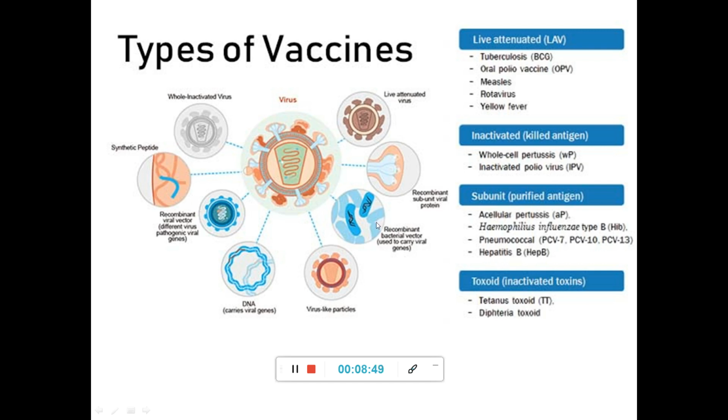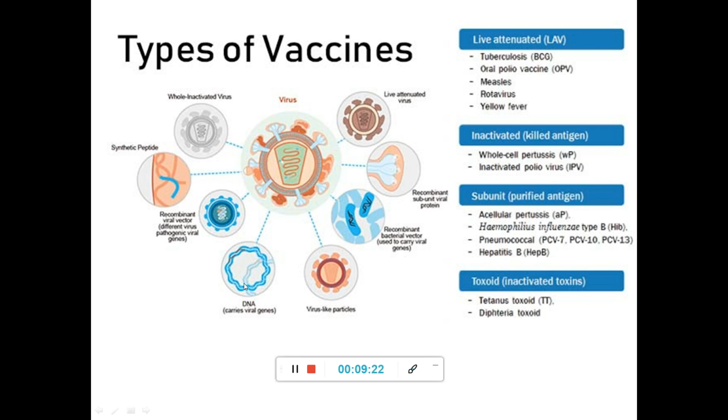The same way you can also use it in the case of bacteria, a recombinant bacterial vector. Here, a bacterial vaccine vector is being used. Then next, you have virus-like particles. They are not virus, but virus-like particles which can be used as vaccines. Then you have small segments of DNA which carry the viral genes in them, and the DNA as such can be used as vaccines. They are the DNA vaccines.